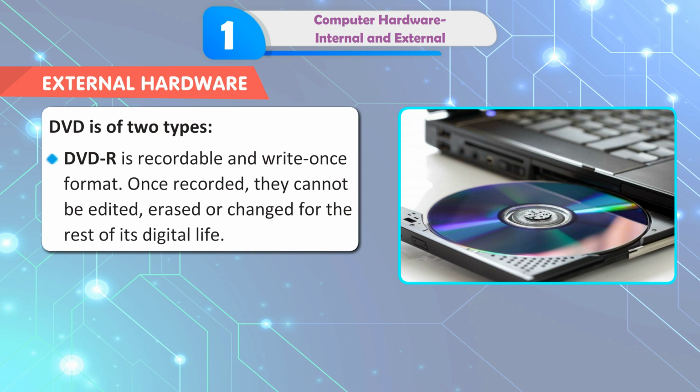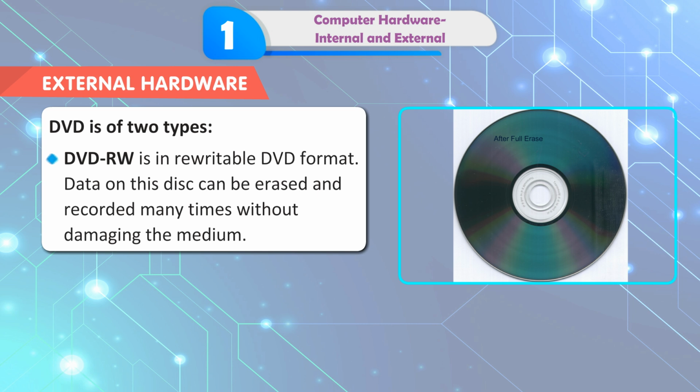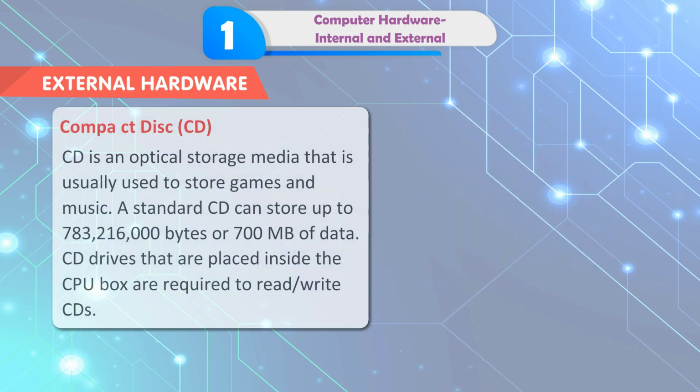DVD-R is recordable and write-once format. Once recorded, they cannot be edited, erased or changed for the rest of their digital life. DVD-RW is a rewritable DVD format. Data on this disc can be erased and recorded many times without damaging the medium.